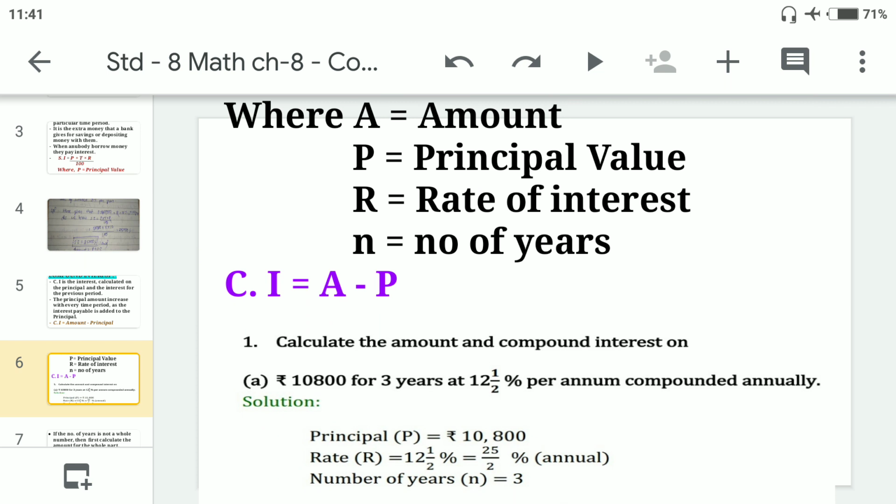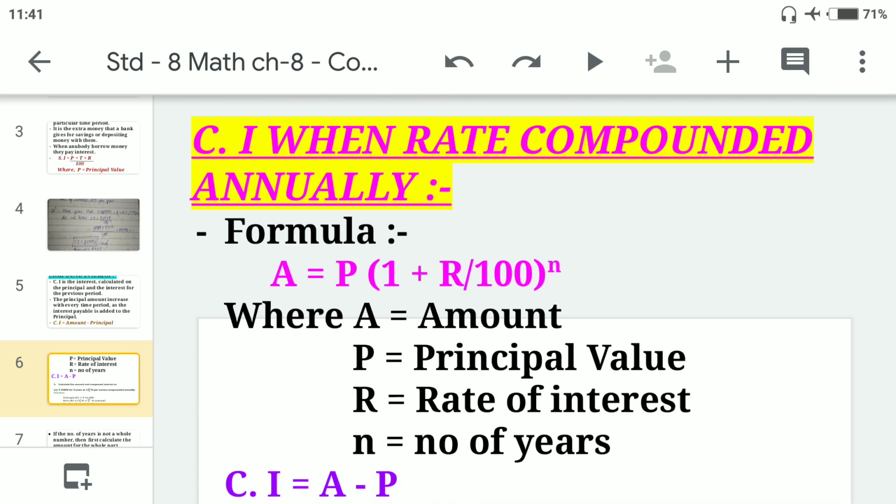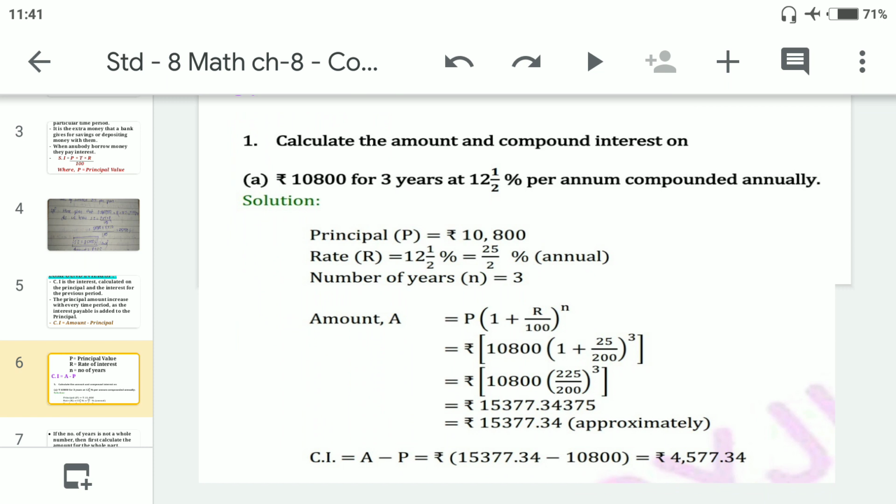Now, the compound interest equals A minus P. Now see here, by putting the formula, we get the value of A only. So from this A, if you subtract P, you will get the value of compound interest. Now see one example related to it.